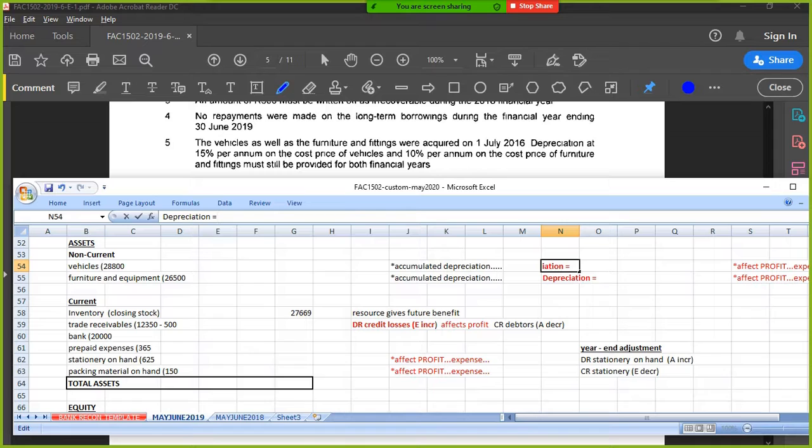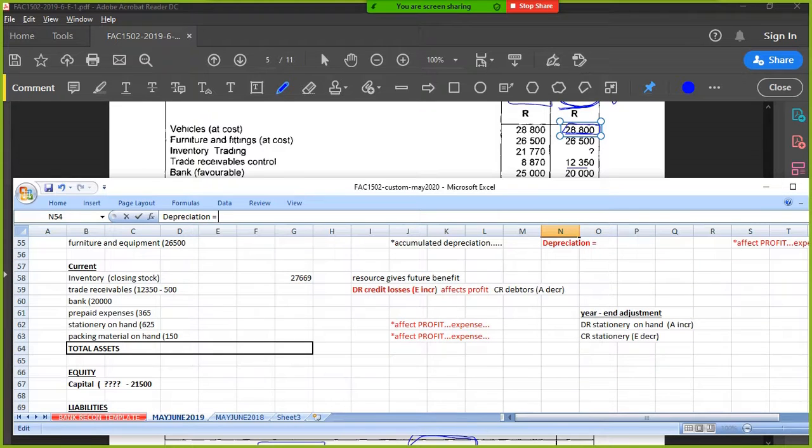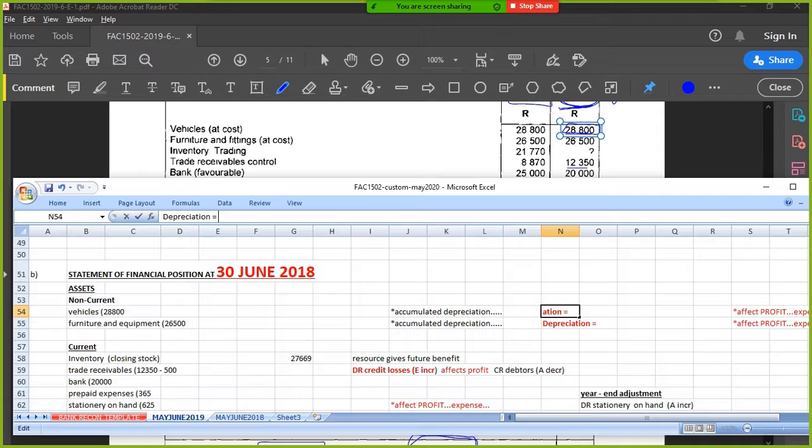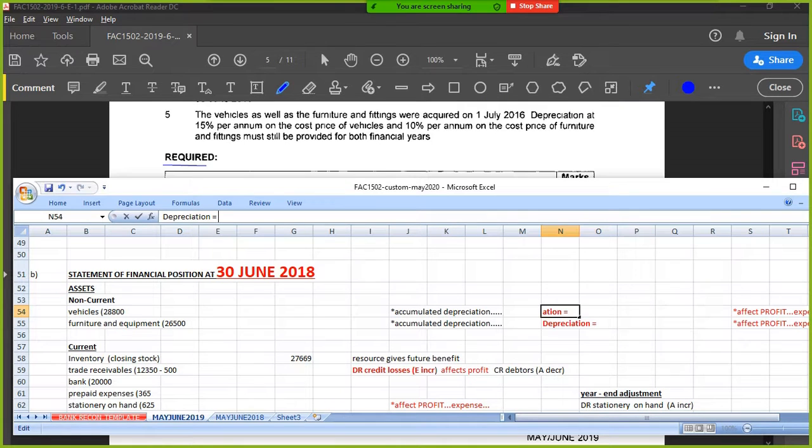Right, so let's work out the depreciation. Vehicles. I need the vehicle amount. I've got it. 2880. Let's go back and look at the amounts. See, the amounts are the same. So it doesn't matter which amount I use, right? Because I've had the vehicles for the whole year. I didn't buy new vehicles. I didn't sell vehicles. Do you agree? Yes. So the amounts are the amounts. They're not going to change. So no hectic depreciation calculation for this one. Let's just leave that up.